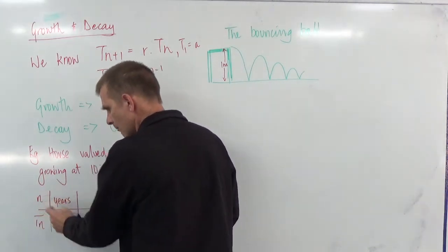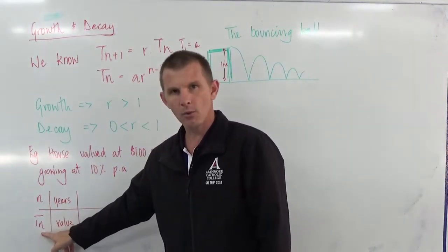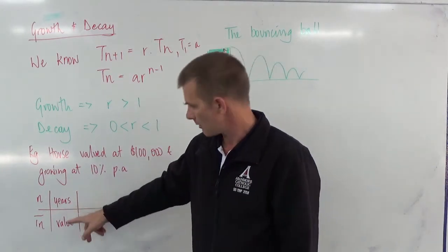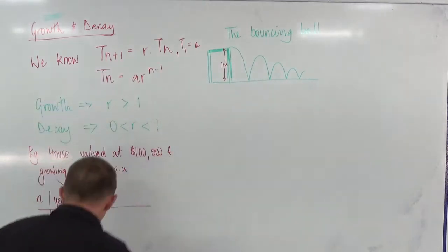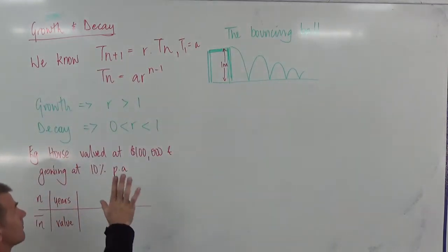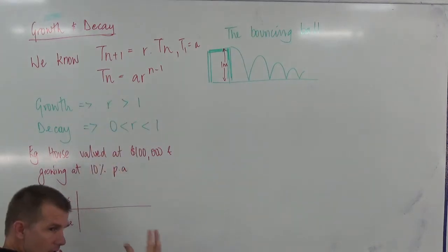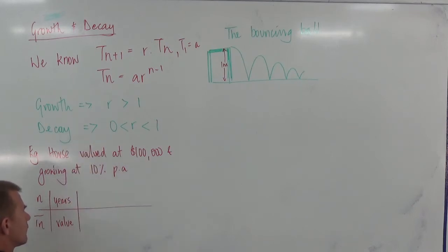So the input number is what I'm putting into my formula, and the output number is what I'm getting out. Or I'm putting the number of years in and I'm getting out the value of the house. Now, in the first one, we've got to be careful here, and this is where I want to make the point, that those formulas are set up for sequences. Now I'm applying it in a practical sense. Have a look at this.